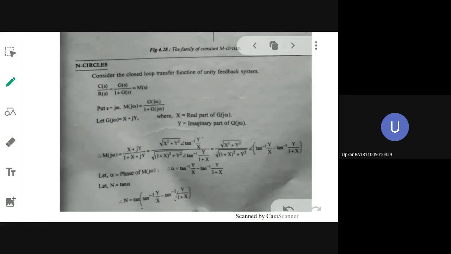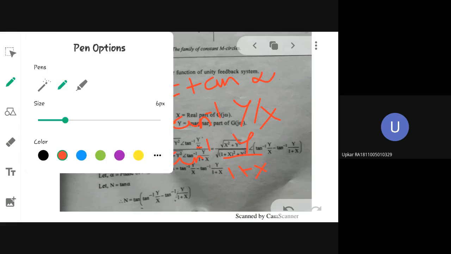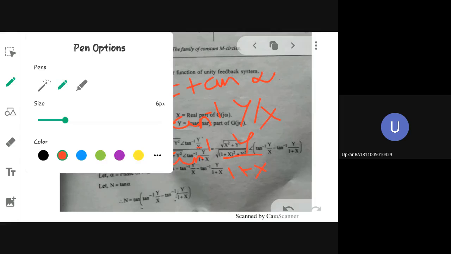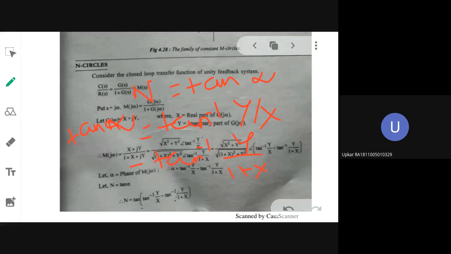So n is equal to tan alpha. Alright, so you know that alpha is equal to tan inverse of y by x minus tan inverse of y divided by 1 plus x. Now I will take tan on both sides, tan here also. That way it will become n.